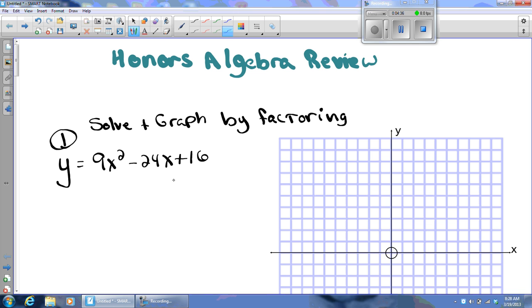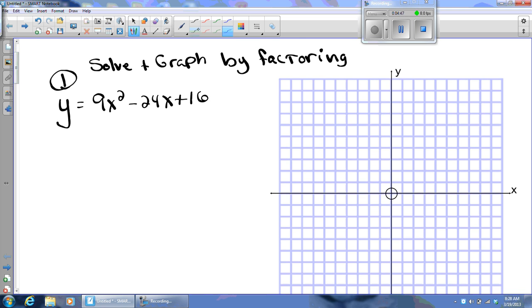Now I'm looking at this, and remember, step 1 was to use the discriminant. But I know I'm supposed to factor this, and this is a really easy problem to factor. So I'm not going to use the discriminant on this. I'm going to go ahead and factor it. I see that's a trinomial.